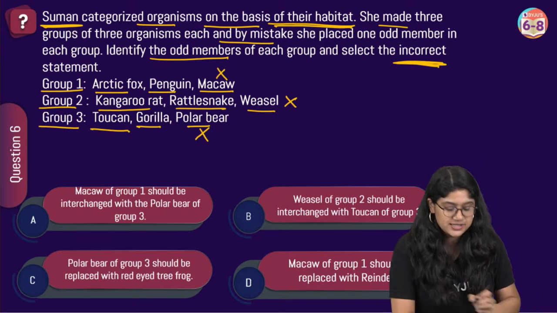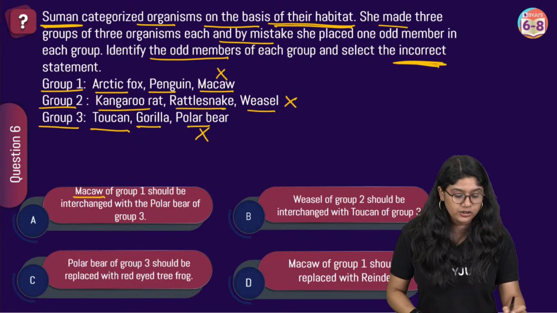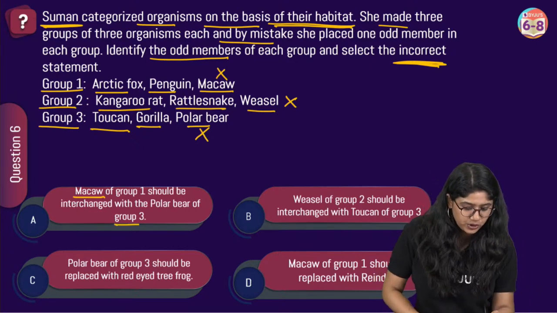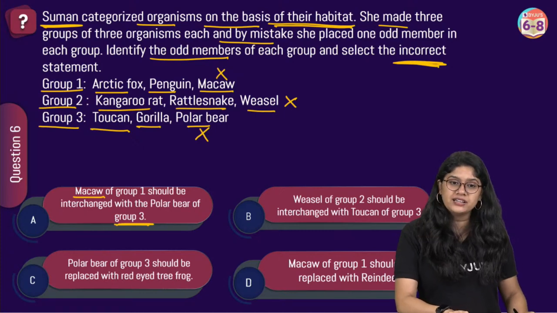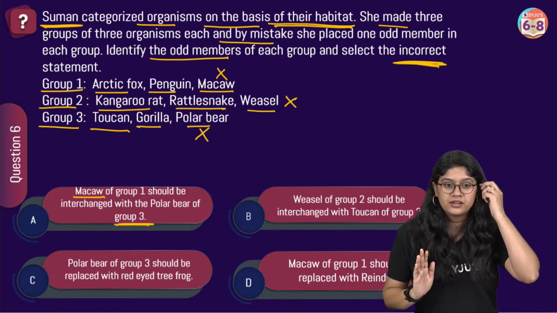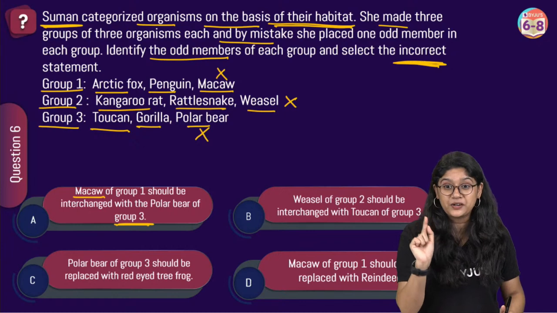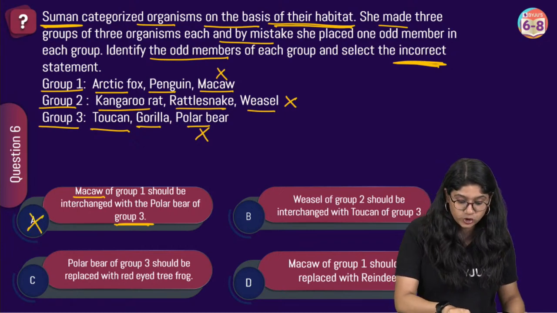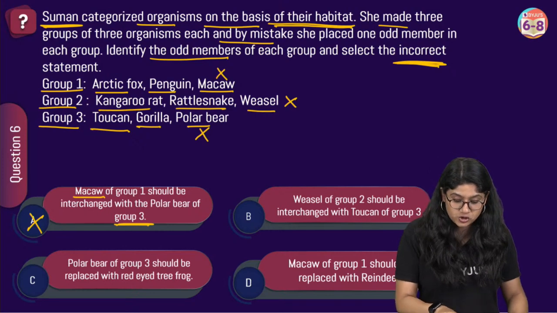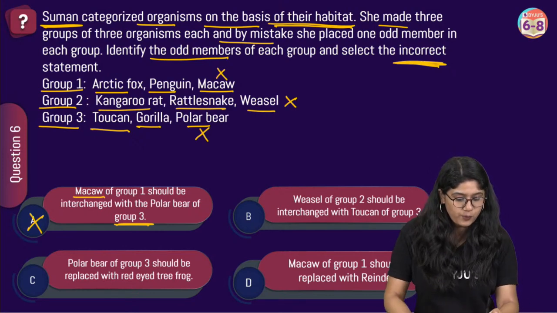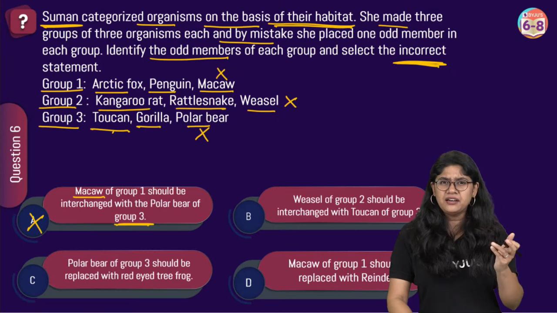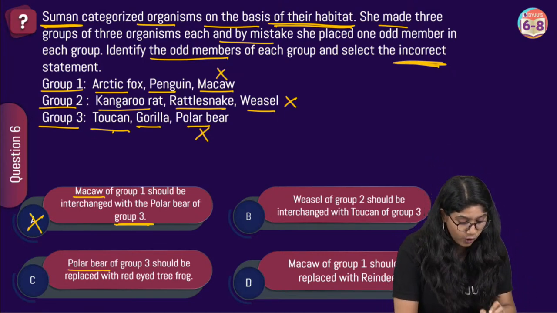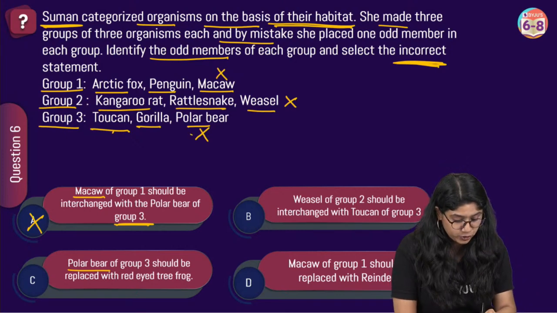So the question is, macaw, which is a parrot in group 1, can we replace it with polar bear of group 3? If we do that, yes, it will be a correct set. But we are looking for the incorrect one, so this cannot be our answer. Weasel of group 2, should we interchange this with toucan over here? We can, that will not be any harm to us.